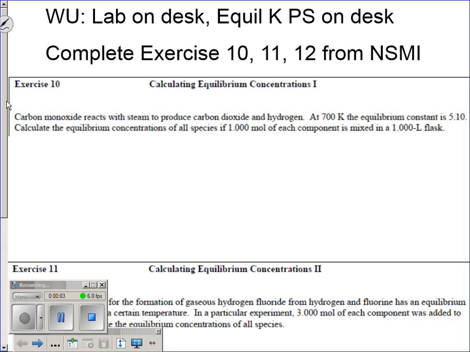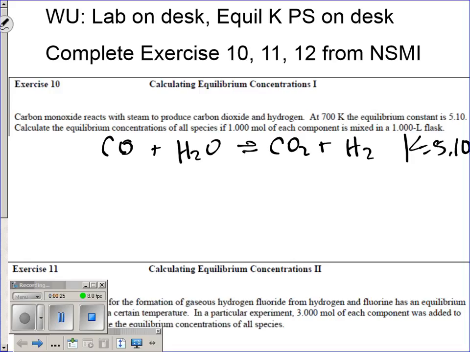Alright, so carbon monoxide reacts with H2O to produce CO2 and H2. And these are all assumed to be gaseous because it doesn't say solid or anything else. The equilibrium constant is 5, so K is equal to 5.10. Calculate the equilibrium concentrations of all species if 1 mole of each compound is mixed in a 1 liter flask.